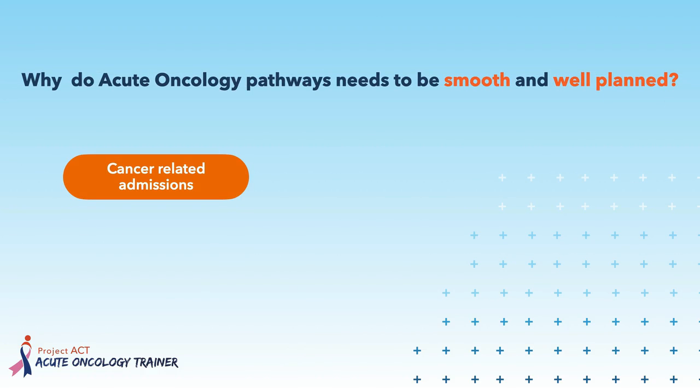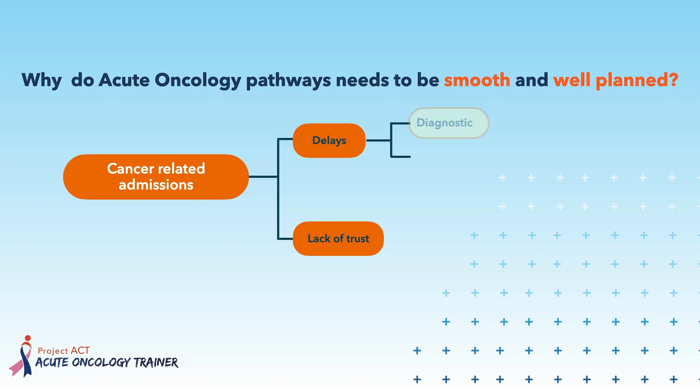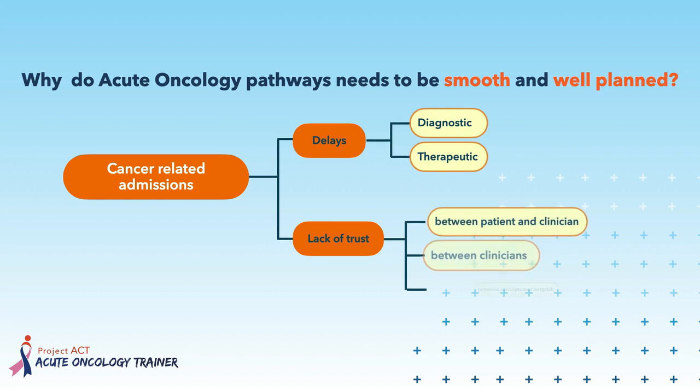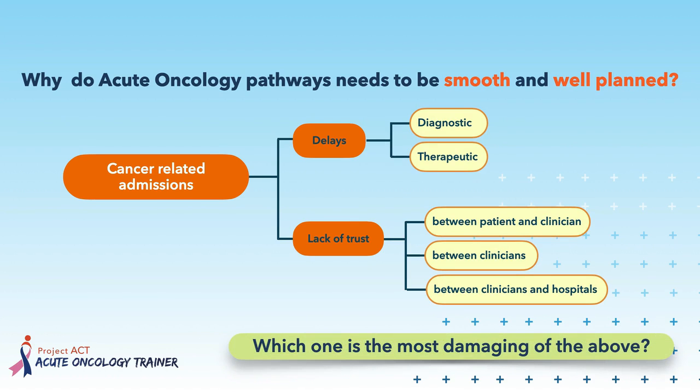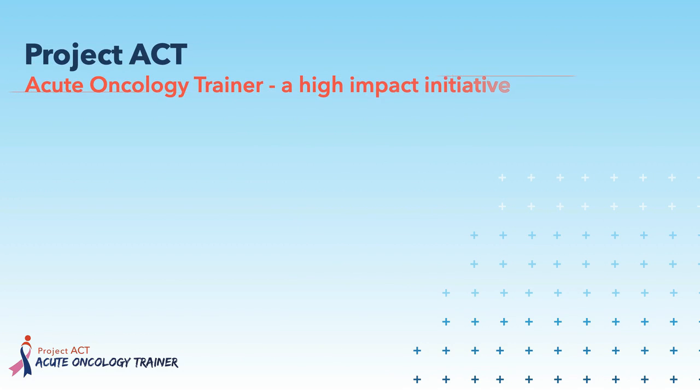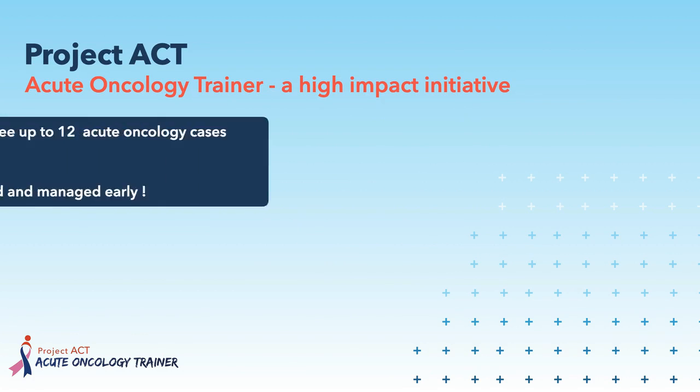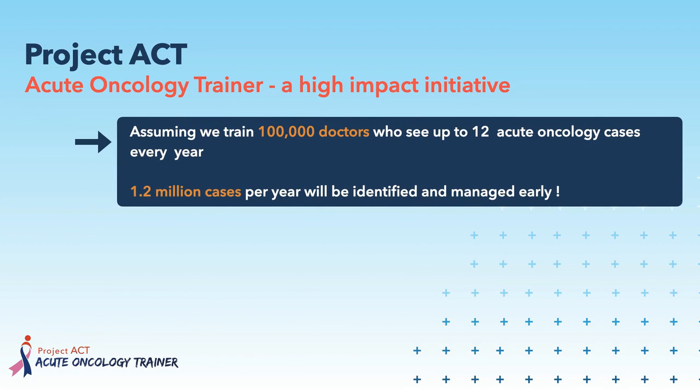Acute cancer patient pathways need to be smooth to avoid diagnostic and therapeutic delays, breakdown of trust between the patient and clinician, or between clinicians, or between the clinician and the hospital. The Acute Oncology Trainer is a high-impact digital training initiative. If we assume you will see 12 acute oncology cases per year, and by training 100,000 doctors, up to 1.2 million cancer patients' cases will be potentially managed more effectively.